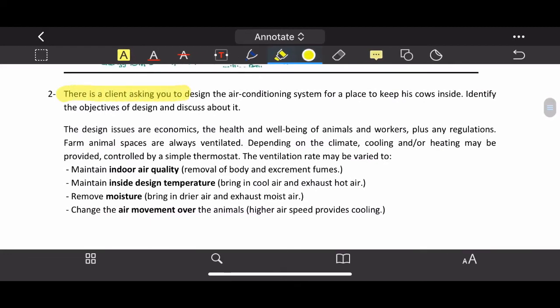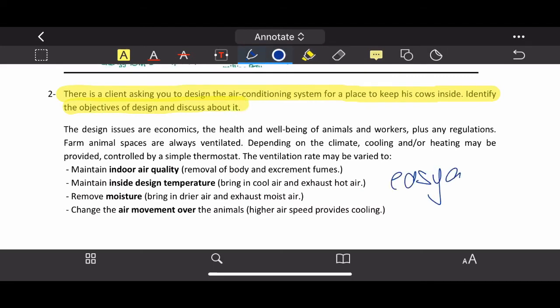There is a client asking you to design the air conditioning system for a place to keep his cows inside. Identify the objective of design and discuss about this. This is an easy question, and usually maybe question 1 or question 2 in your final exam. So usually you can copy and paste this from your slides. It's actually economics, the health and well-being of the animals and the worker, plus any regulation by the government.